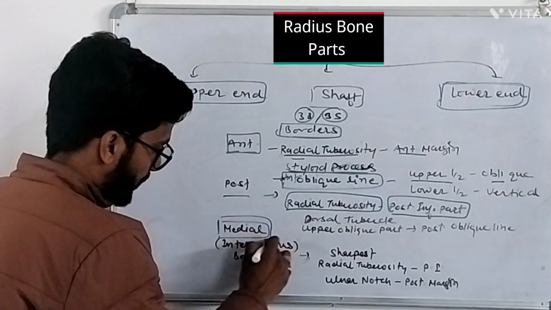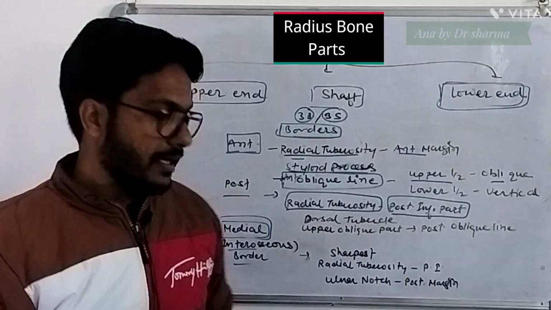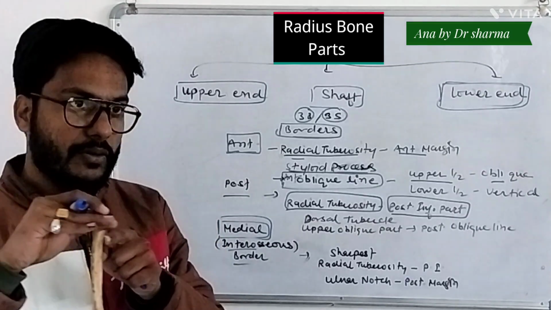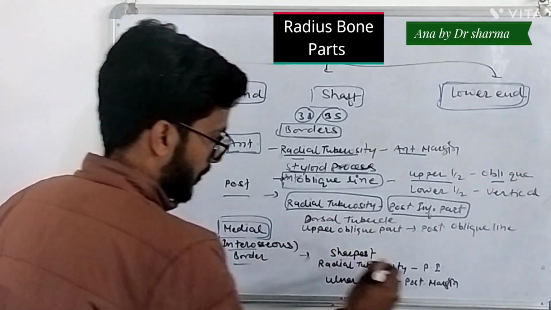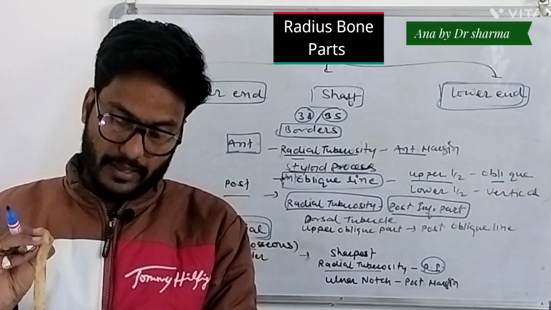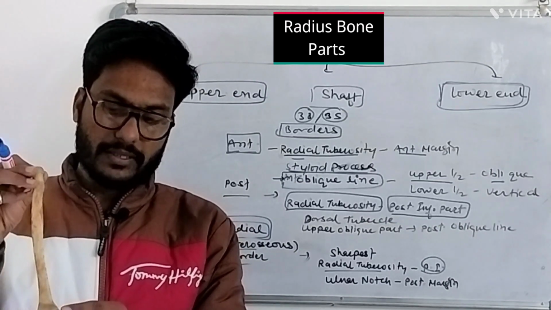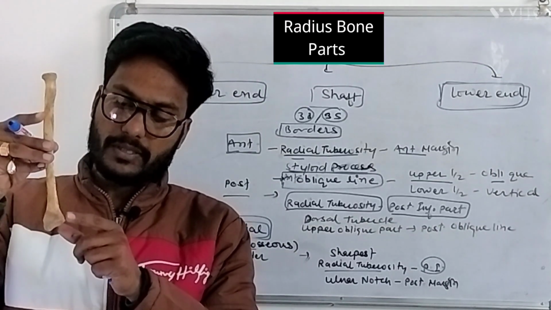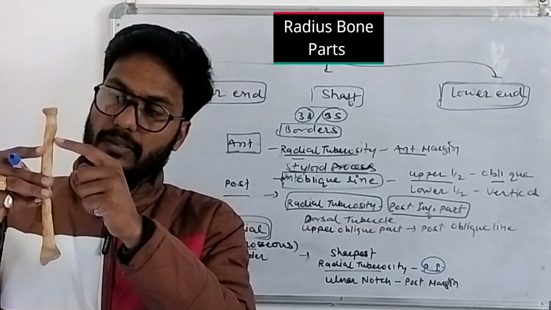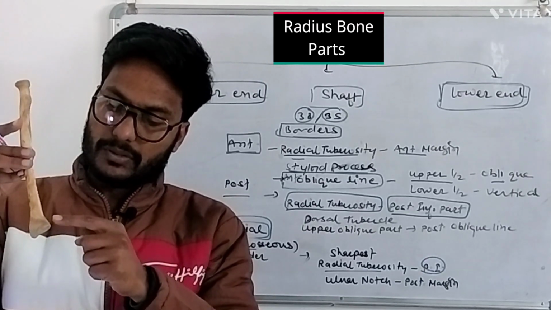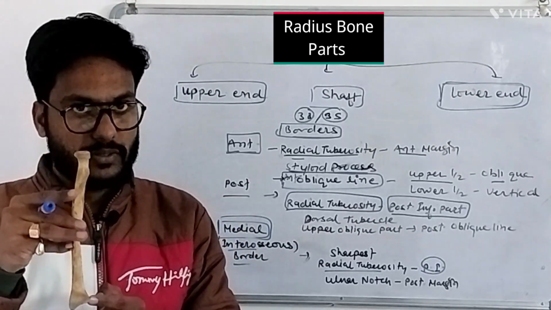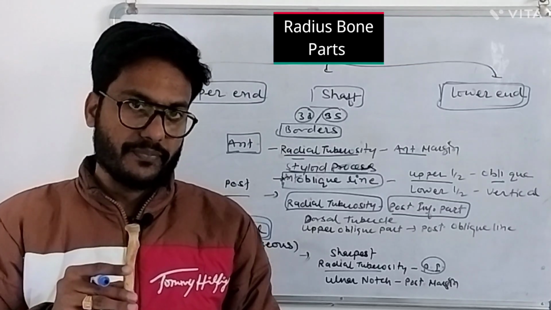Next is the medial border. So medial border also called the interosseous border. This is the medial border. Medial border again starts from the inferior posterior part, posterior inferior part of this radial tuberosity and then goes to the ulnar notch. So this is the ulnar notch and this is the posterior aspect of the ulnar notch. So this border starts from the posterior inferior part margin of the radial tuberosity and then goes to the posterior part of this ulnar notch. So these are the three important borders of radius.